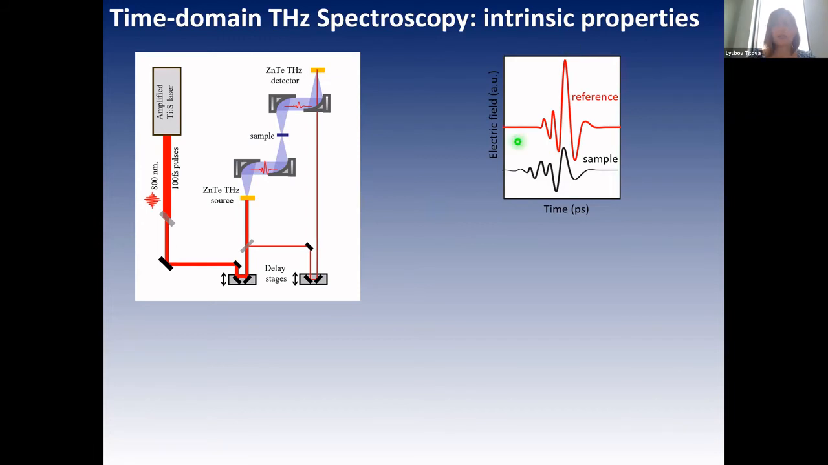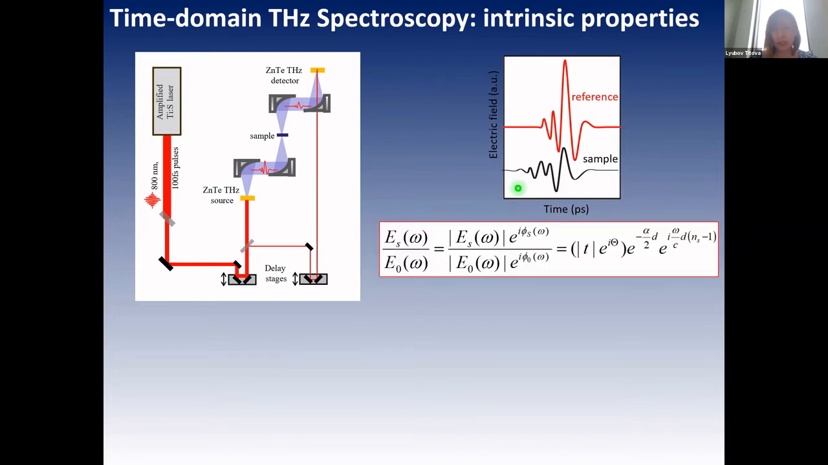So you have the terahertz pulse transmitted without a sample, or maybe just through a substrate. And we can also then place the sample into the beam and record the second waveform that goes through the sample. What information does that give us?